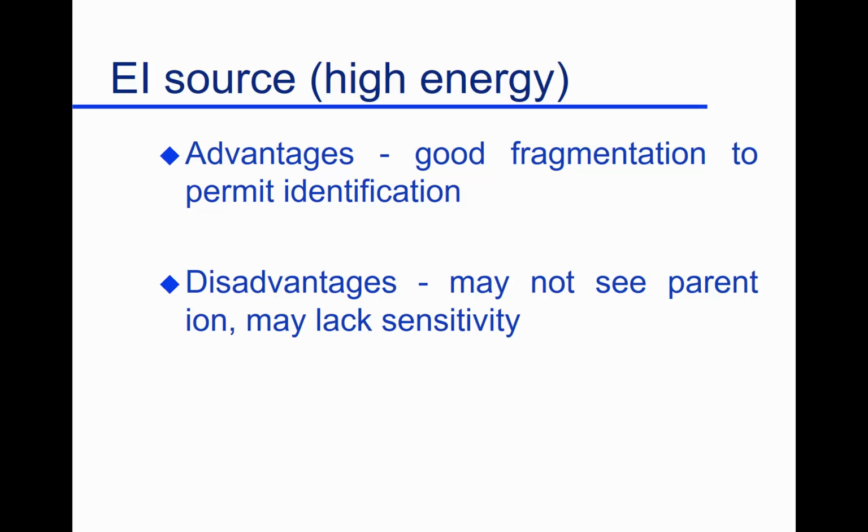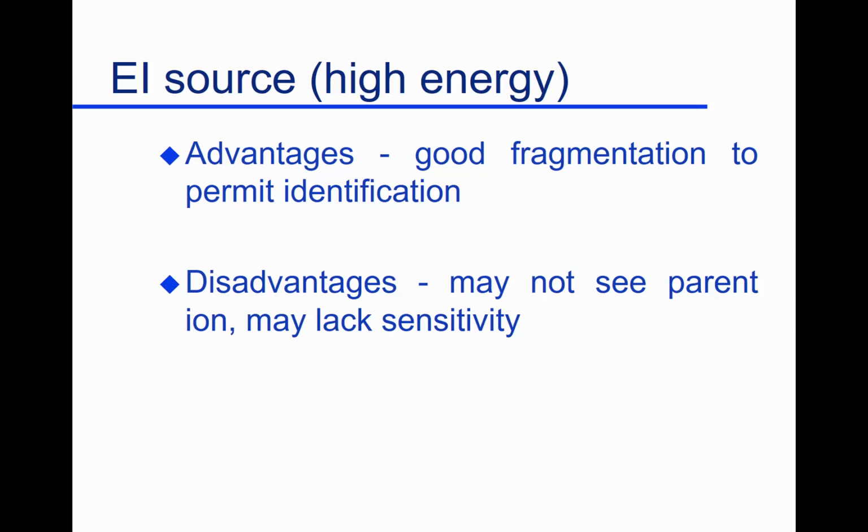A disadvantage is you may not see that parent ion. That parent ion may be very fragile. It's just not going to stay together. It's hit by 70 electron volts. One of those bonds is so weak, you just never see the parent. And like I say, we like to know the molecular weight. That's really helpful to us. So when we don't see it, we're a little uncertain about the mass, or at least it's uncomfortable. Let's put it that way.